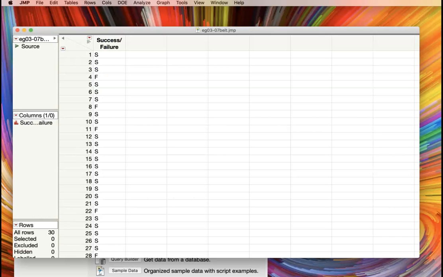Here I have opened the data for example 7, where we were looking at checkpoint data and whether or not people were wearing their seatbelts. So here, S represented wearing their seatbelts and F represented not wearing. Now, when we call these successes or failures, it doesn't necessarily imply a good or bad thing. Success just means whatever it is that we're counting.